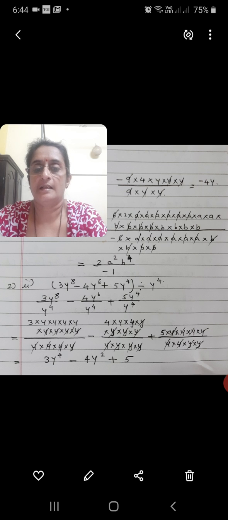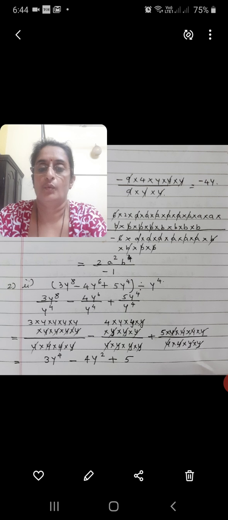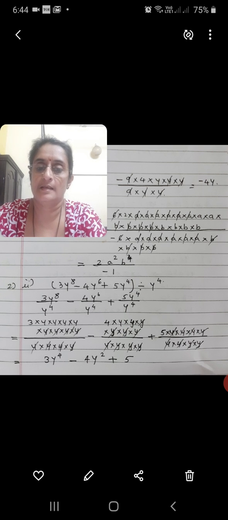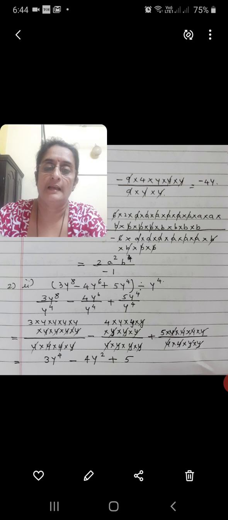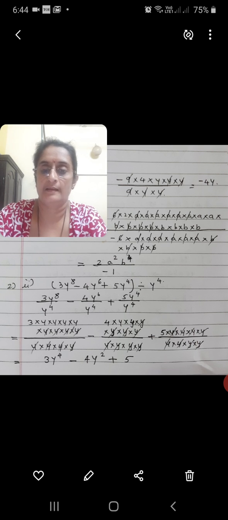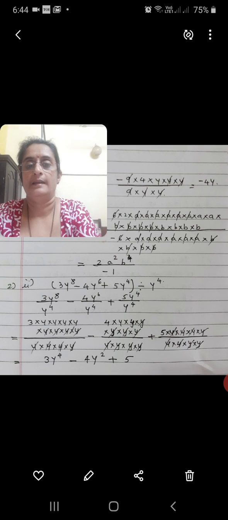In the second term what will remain? All the 4 y's will cancel, 2 y's are remaining. So 4y square is the middle term. And in the last term, all the y's are cancelled. Only one constant remains, that is plus 5. So that is our answer. Next question.